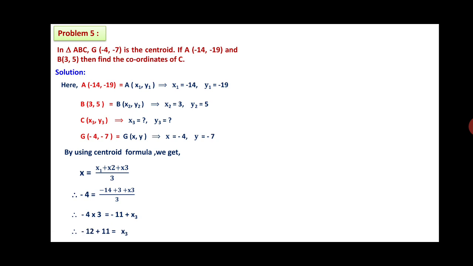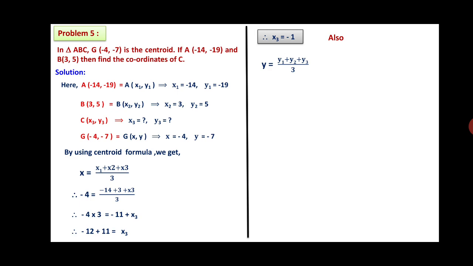Therefore, -12 plus 11 is equal to x3. Therefore, you are getting that x3 is equal to -1. Also, we know that y is equal to (y1 plus y2 plus y3) upon 3. Now, we substitute the values. -7 is equal to (-19 plus 5 plus y3) upon 3.